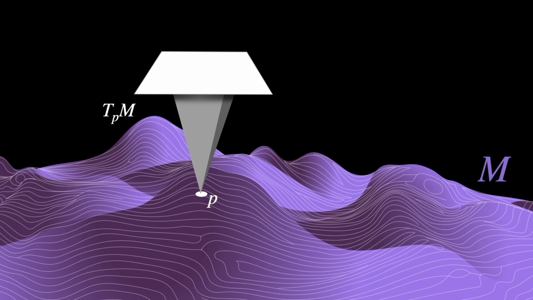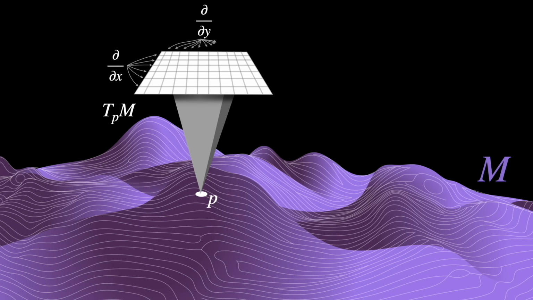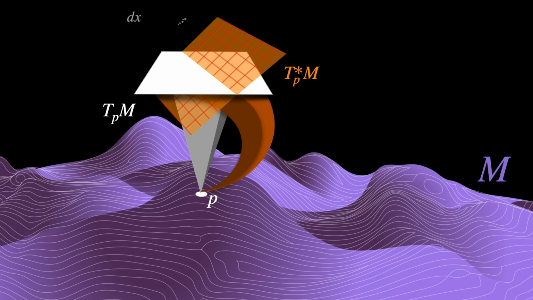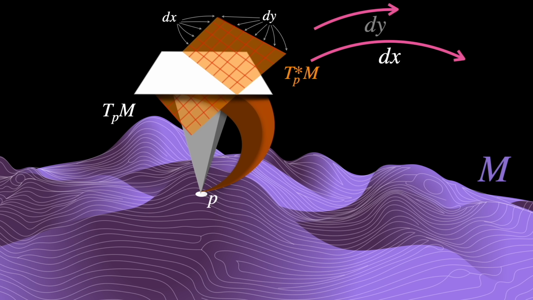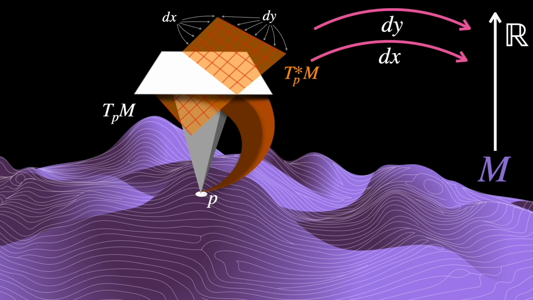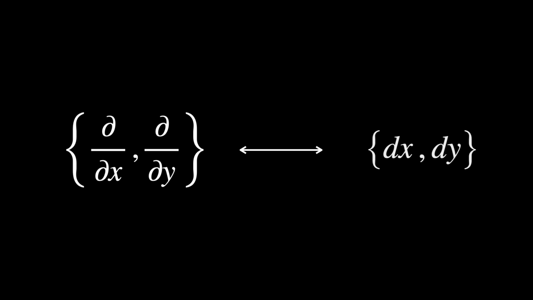So to recap, the symbols partial x and partial y represent the basis vectors of the tangent space TPM at a point P on a manifold. They describe directions of motion along the x and y coordinates that are intrinsic to the manifold. Their duals, dx and dy, form a basis for the cotangent space T star PM, which consists of linear functionals, also known as one-forms, that act on tangent vectors. This dual pairing is what allows us to write and compute geometric quantities.